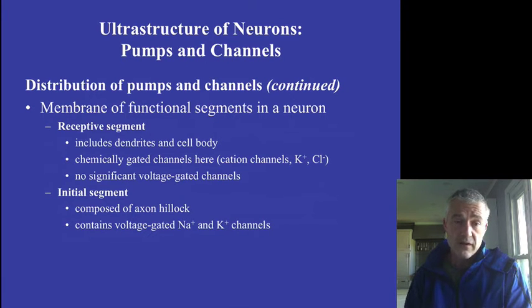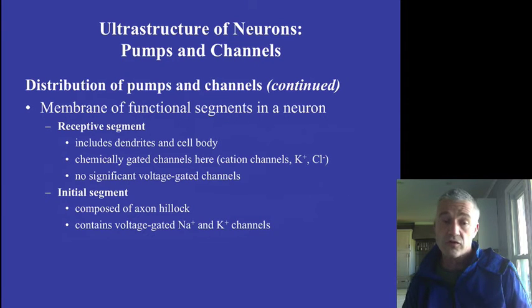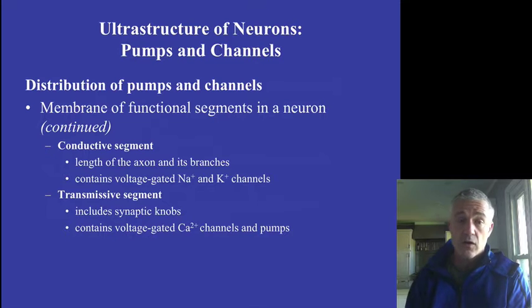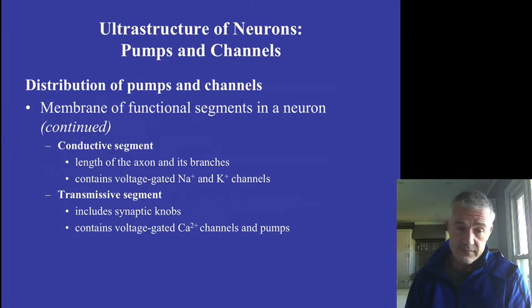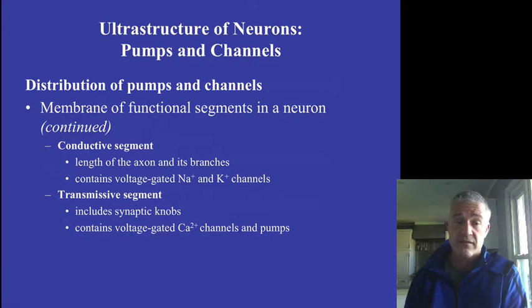What we're going to see with the neuron, at least a multipolar neuron, is you start getting to the axon hillock, that's where you're going to start seeing these voltage gated channels of sodium and potassium, the initial segment there. We then have conductive segments. These are ones that are down the axon, again with voltage gated channels on these. And then finally, we get to the end, we call it the transmissive segment. This is where you have voltage-gated calcium channels. They're going to allow vesicles of a neurotransmitter to be released at that transmissive segment where it can pass it on to the next cell or effector.